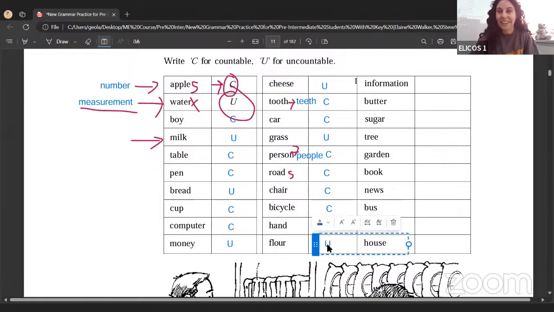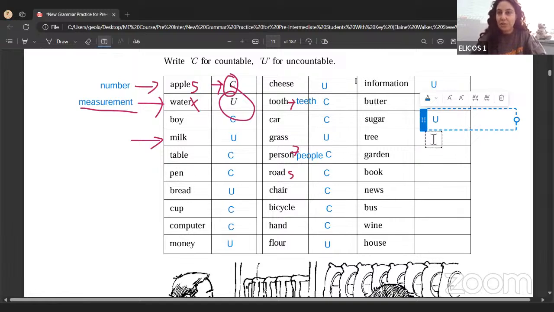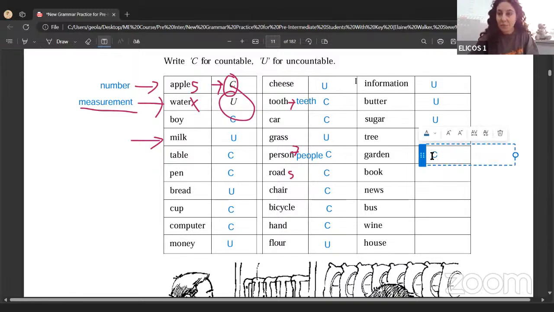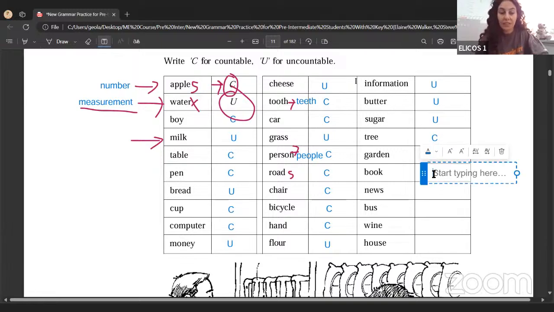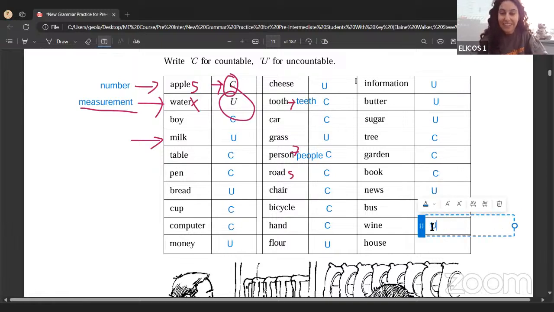Flour. Uncountable. We need a measurement. I want a kilo of flour. I want half a kilo of flour. I want 5 kilos of flour. We need a measurement. Information. Uncountable. Butter. Sugar. Uncountable. Tree. Countable. Yeah. So you could say there are 3 trees in front of me, or garden. Countable. Yeah. 2 gardens, 3 gardens. Book. Countable. News. Uncountable. Bus. Countable. Wine, uncountable. House, countable.